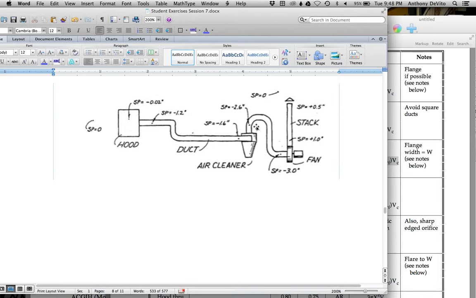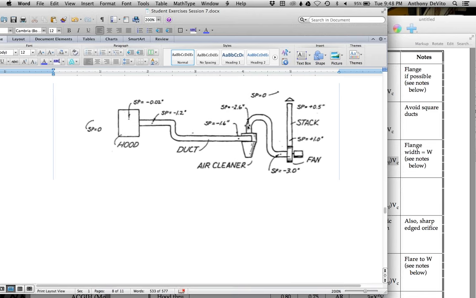Okay, so now here's another typical system. On this particular hood, we need 1.2 inches of static pressure. Static pressure at the hood has to be negative 1.2 inches in order to get the capture velocity we want in that hood. So in order to achieve that, we go through a couple of elbows and a length of ductwork. Just before the air cleaner, it has to be negative 1.6 inches, because we have a loss of 0.4 inches between the hood and that air cleaner.